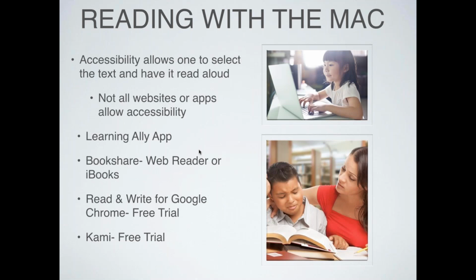Reading on the Mac, again, the accessibility is going to allow you to highlight text and select two keys. So I have mine set up where it's Option plus Escape. So if I highlight text and I hit those two keys, it's going to read at a certain rate with a certain voice. And you can change those settings from those control feature keys as well. Again, you might find a website or an app that does not allow this. So you do want to take care with that.